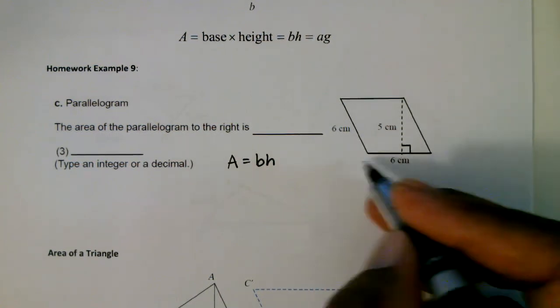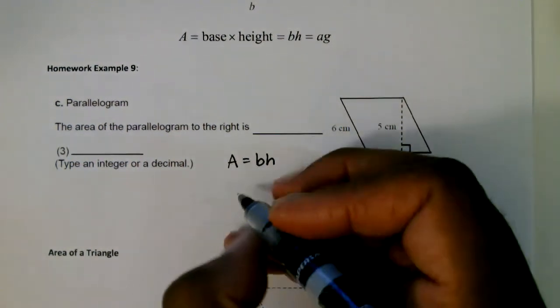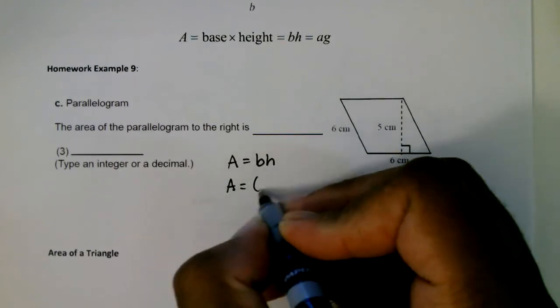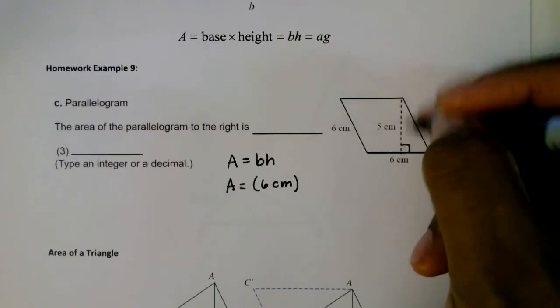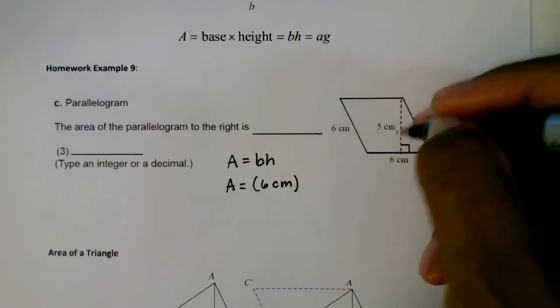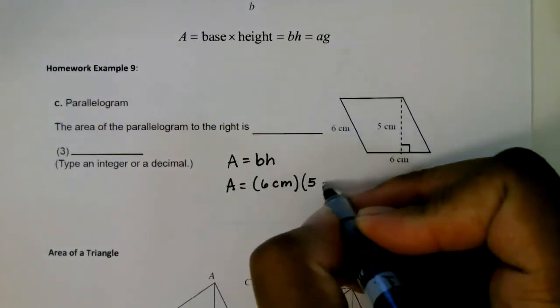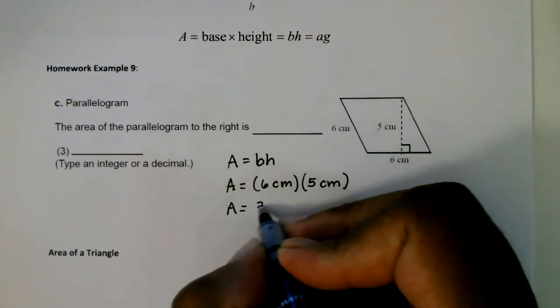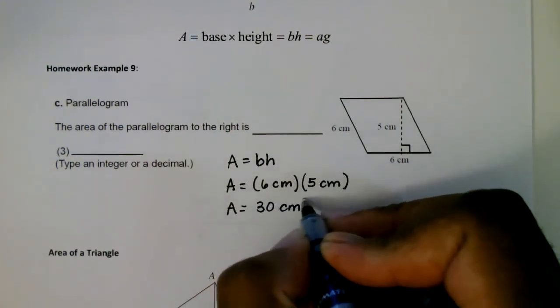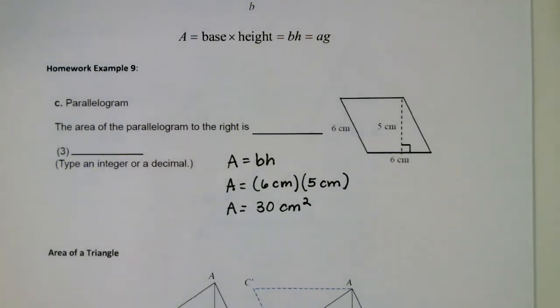So here's your base right here. That's 6 centimeters. So your base is going to be 6 centimeters times the height, which is perpendicular to the base, right here. That's going to be 5 centimeters. So 6 times 5 would be 30. And of course, the area is in square units. So that means the area of that parallelogram will be 30 square centimeters. So that's how we find the area of a parallelogram.